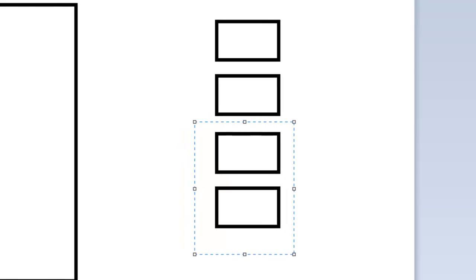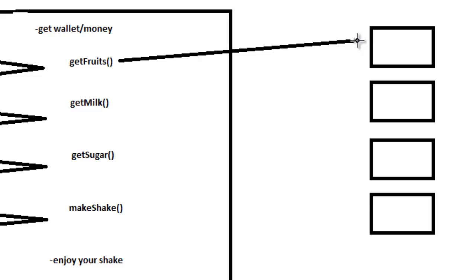So these are the four sets of functions, right? Now this fruit function is this, the milk function is this one, the sugar function is this one, and the shake function is this.